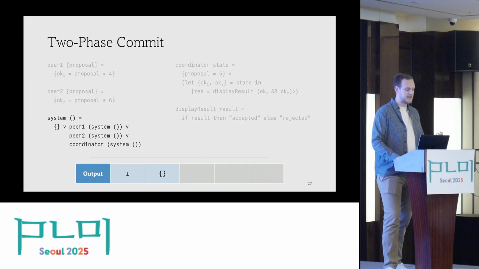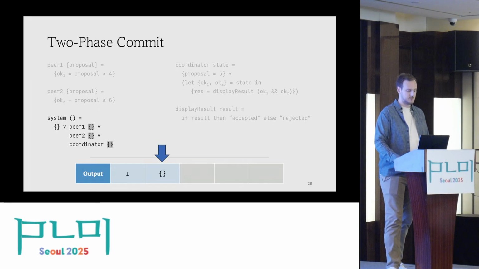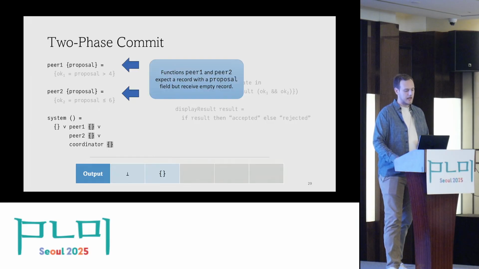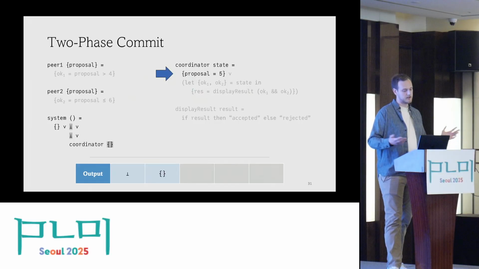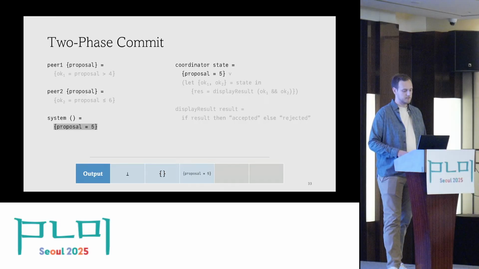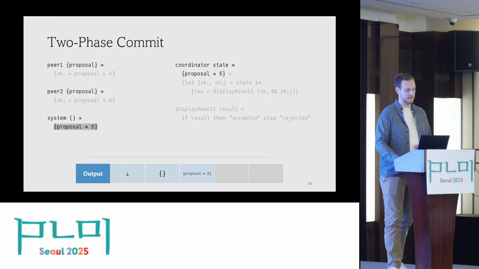In the next iteration, we do the same thing, but now the peers and the coordinator are getting passed this empty record. And the peers get a chance to run, right? But the peers accept a record that has some field proposal in them. And so they're not actually able to run yet. They block until they get an input that they actually want, and an empty record doesn't give them enough information to run yet. So they're bottom. But the coordinator does get to run, at least partially. The coordinator runs by producing this singleton record that maps the field proposal to the value 5. And so the state of the whole system now can be seen to be this singleton record, proposal equals 5.